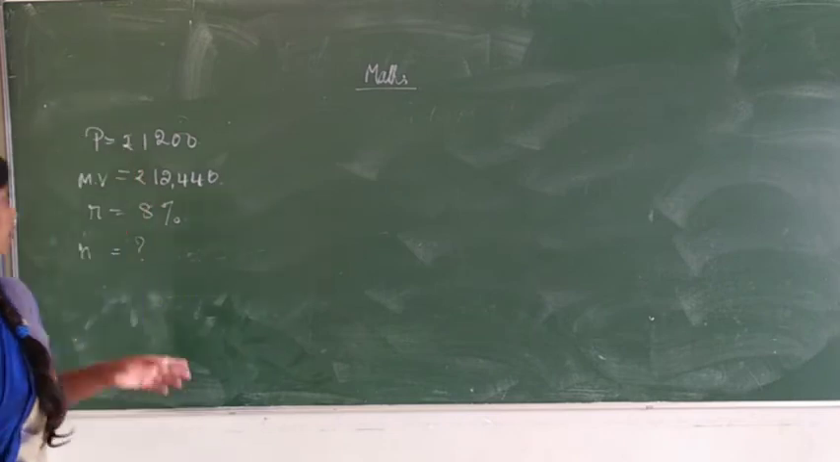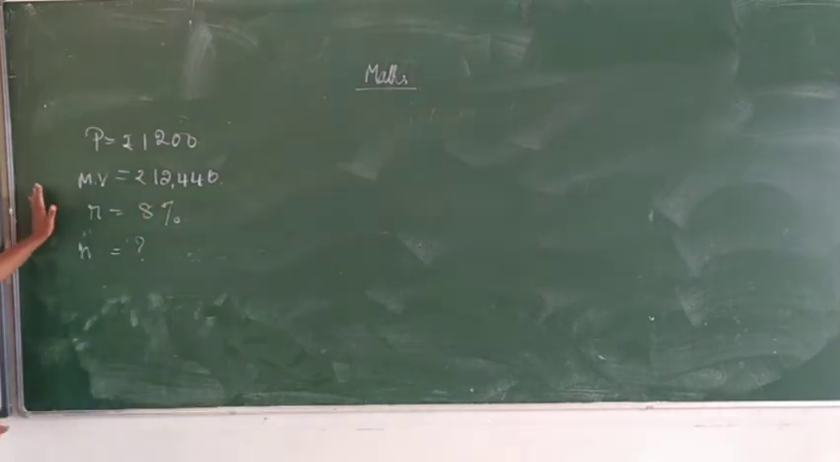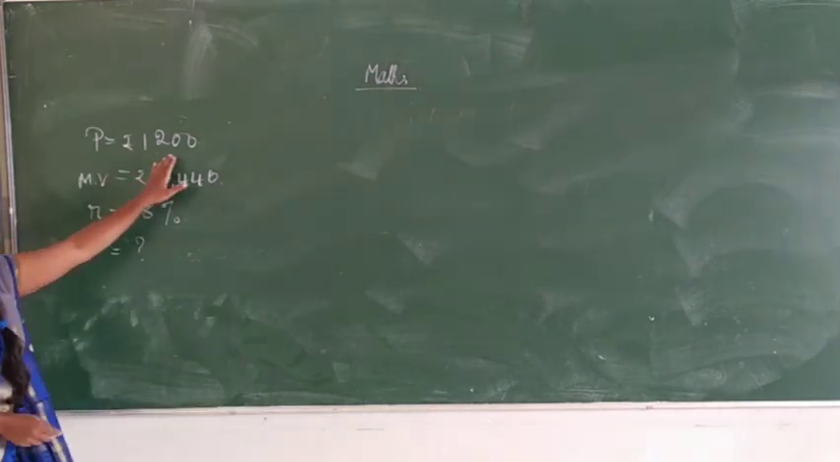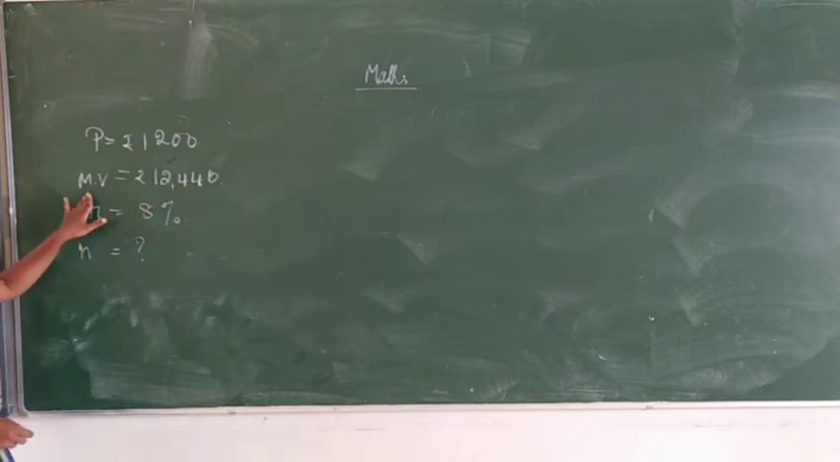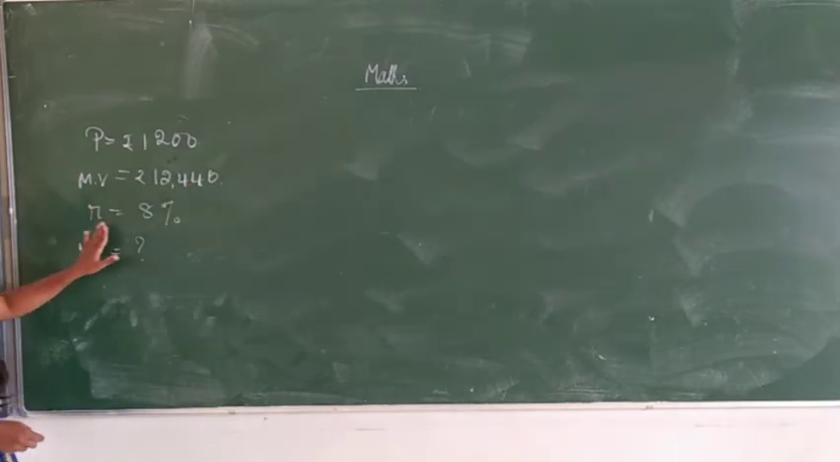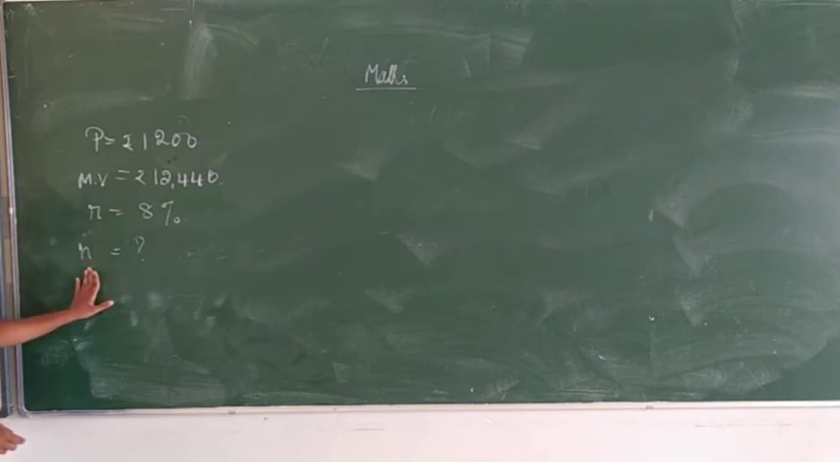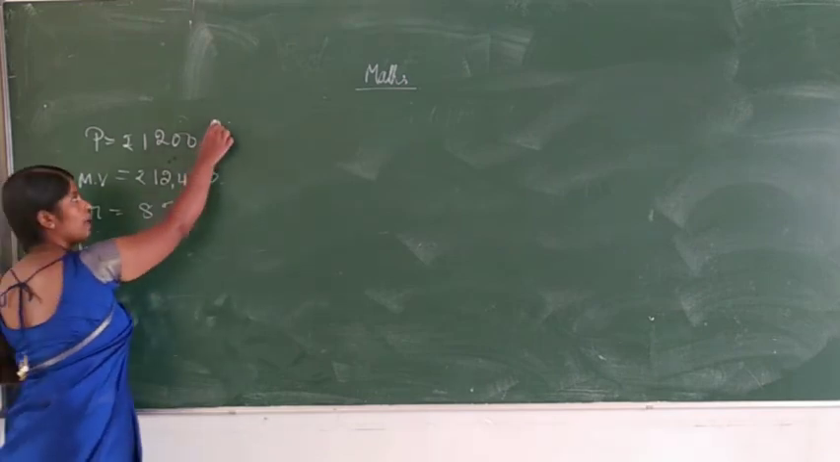So when you read the question, you will understand what values are being given. The P value is 1200. MD value is 12,440. R value is 8%. We should calculate what is the N value.